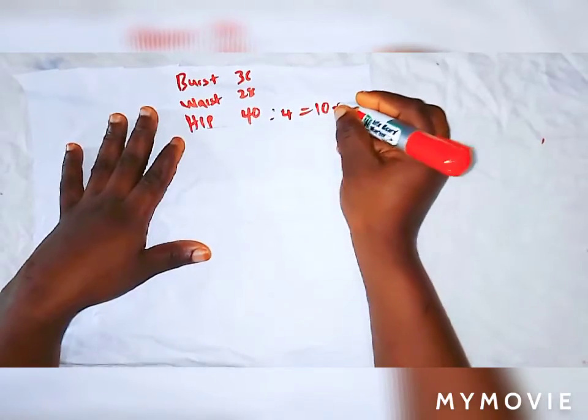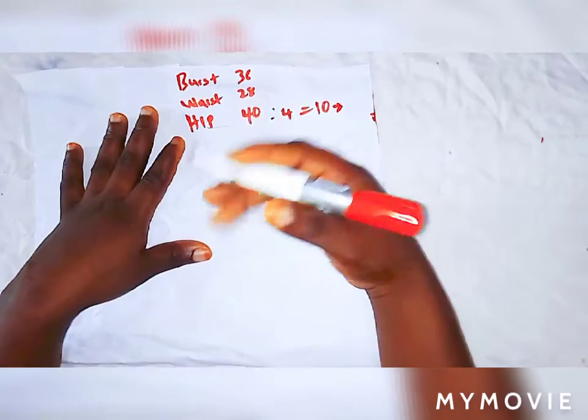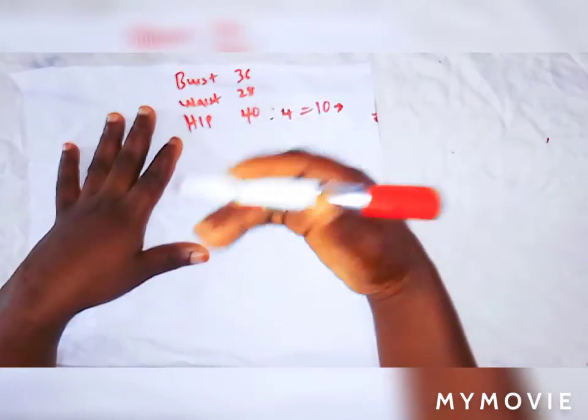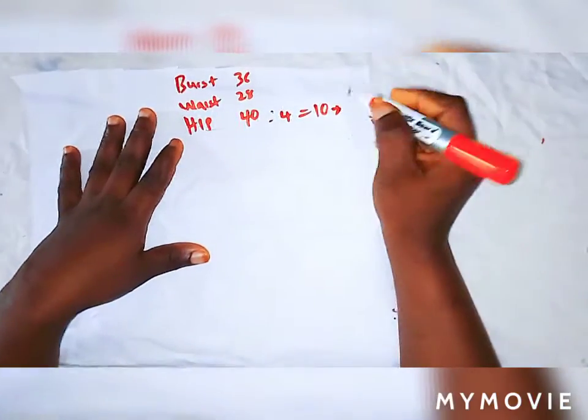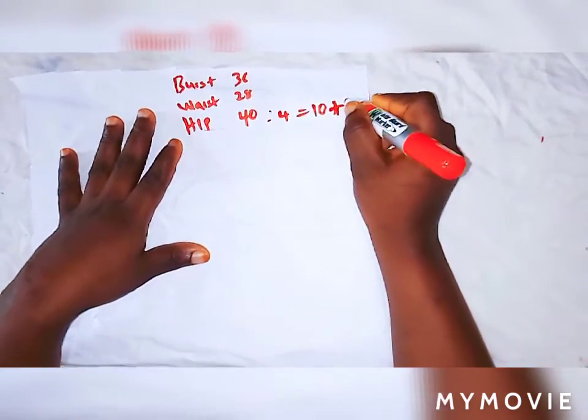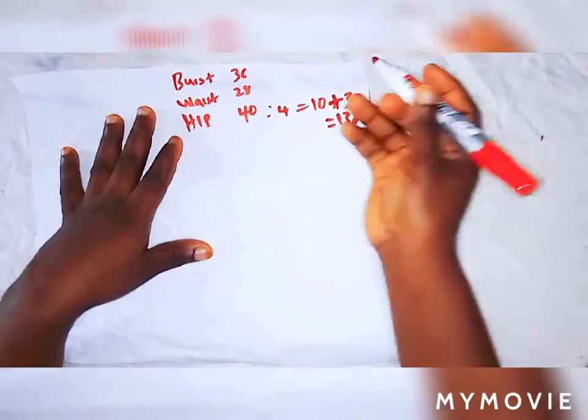Believe me, it's going to come out nice. Even if the client says the clothes are tight, you will be able to amend it. Believe me, with these 3 inches, you are free to do everything. Now just add 3 inches, which makes 13. So 13 inches will be the folding.